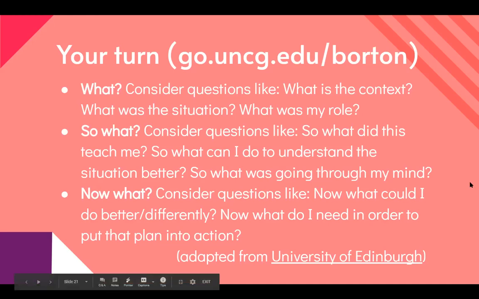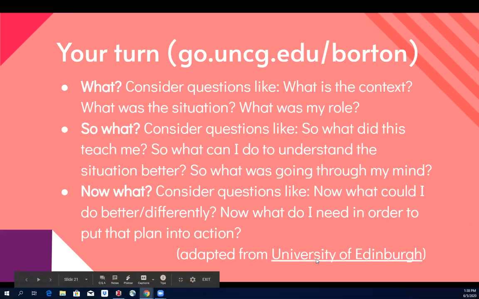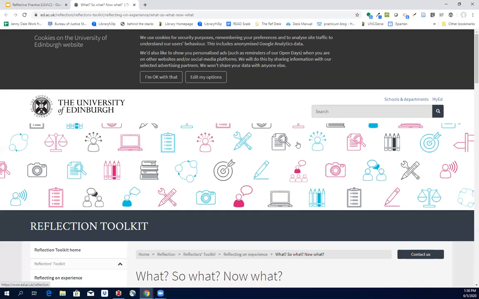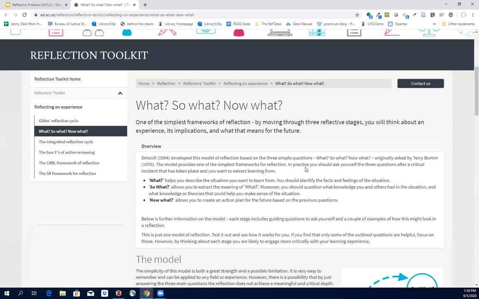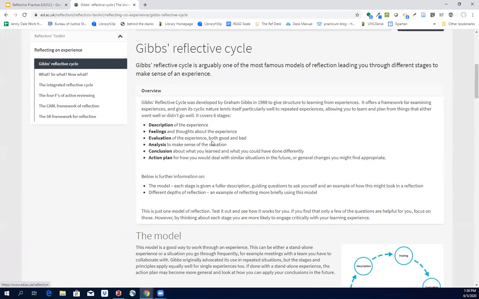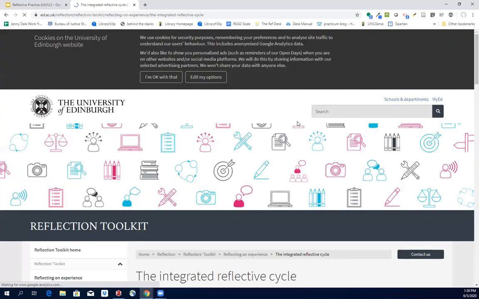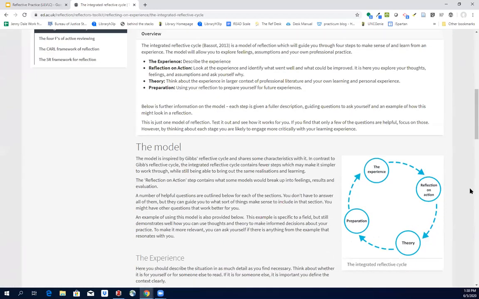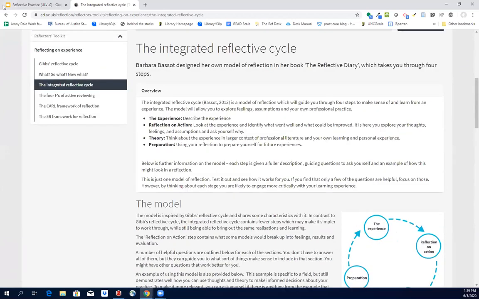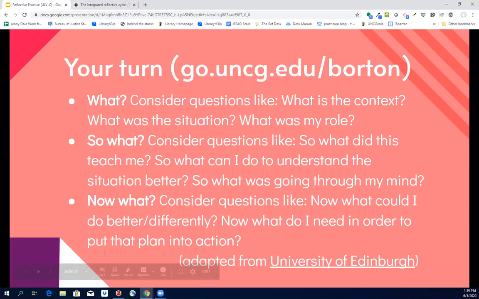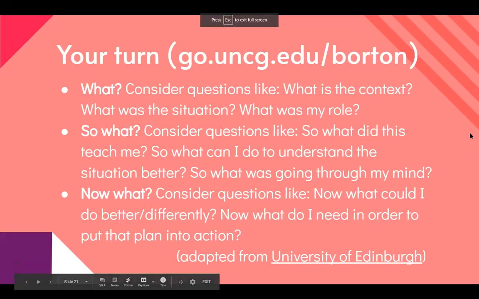And these are just, again, two cycles that you can use. There's the Gibbs cycle, and there's the what, so what, now what. I'm actually going to jump to the reflection toolkit real quick here. Some of you may have gone here to take a look at what, so what, now what. But there are also other reflective cycles and frameworks that they offer here. The Gibbs cycle that we talked about is here. But there's also this integrated reflective cycle that they discuss, that's sort of somewhere in between the two. And these cycles all work for me in terms of thinking through a process. All right, so back to the slides here.